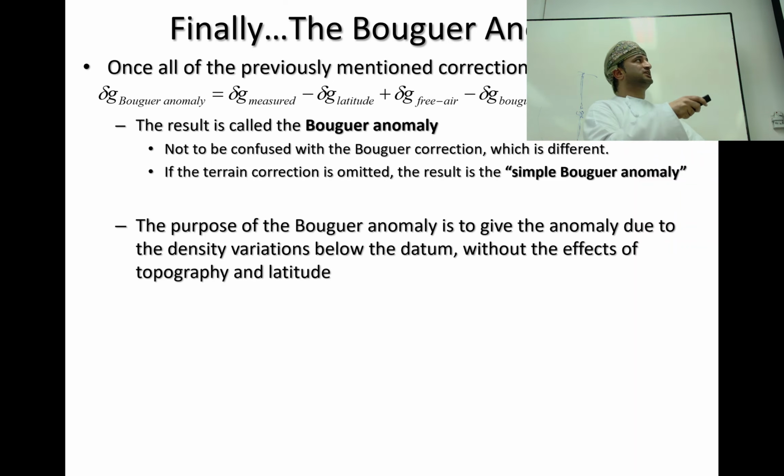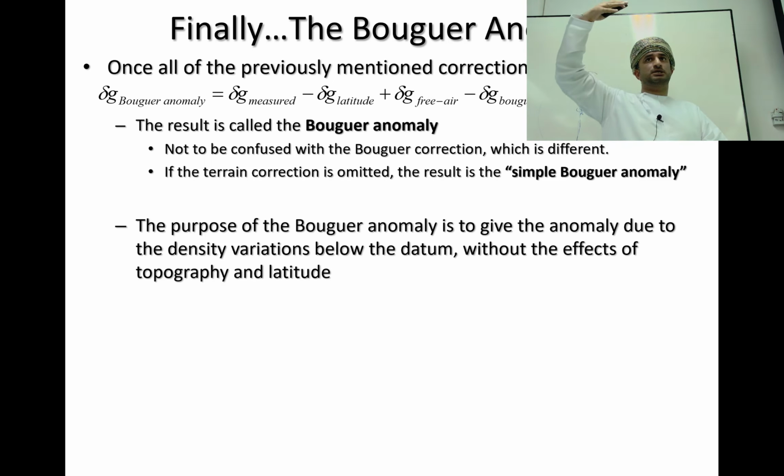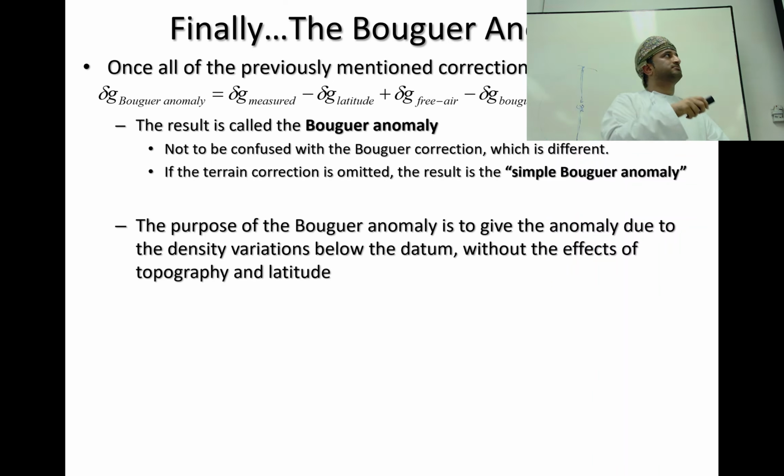The next correction is latitude. If you are going to the poles, either north or south, you need to subtract it. If you are already at the pole and you are moving to the equator, you need to add it. Then we have free air correction. What's the sign of this correction? Sign. Negative or plus?